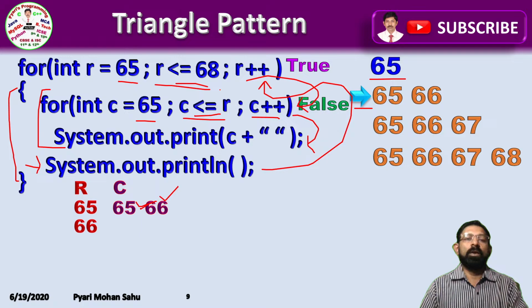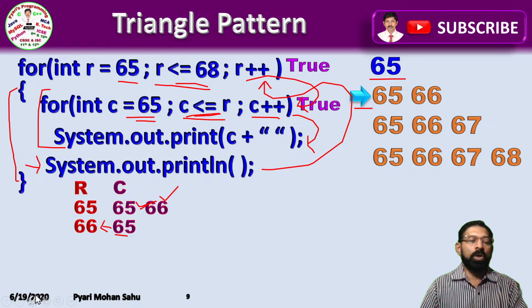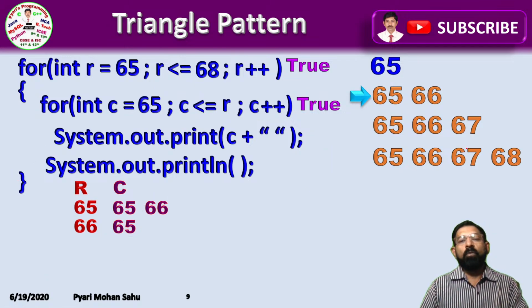Condition true. Again, it will get into the inner loop where C is equal to 65. That's why here C is 65. 65 is less than equal to R. 65 is less than equal to 66. Condition is true. So after checking this one, if the condition is true, it will enter into the body of the loop where I am displaying C. What is the C value? C value is 65. So that's why it will display 65. After that, updation, C++ will make it 66. Here I am making it 66.